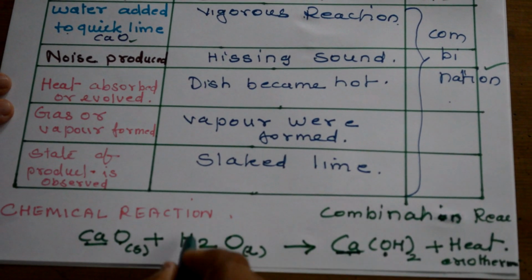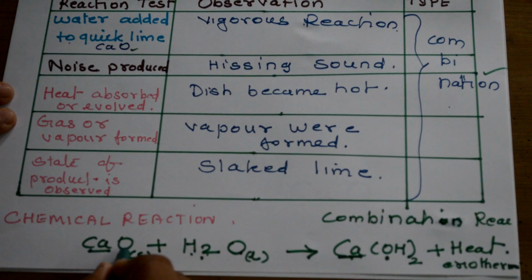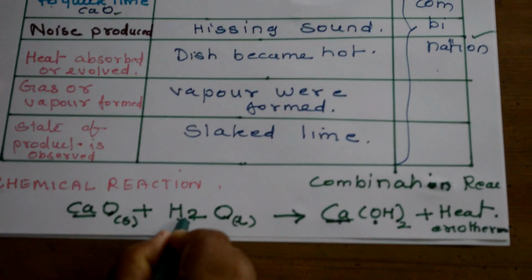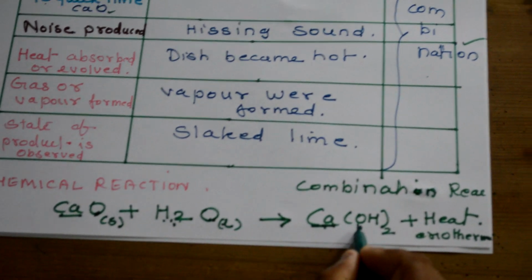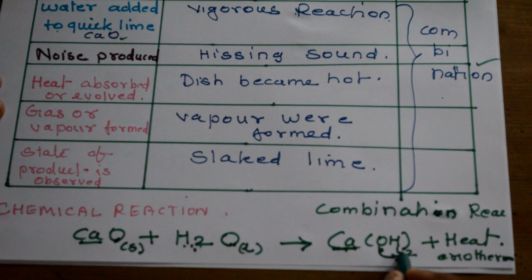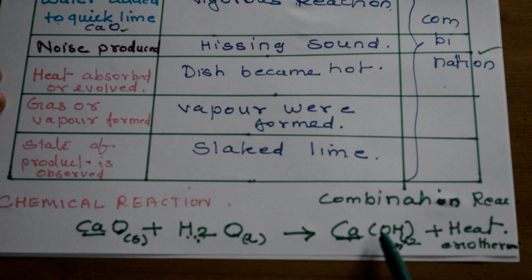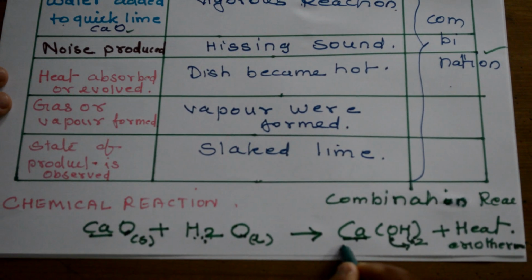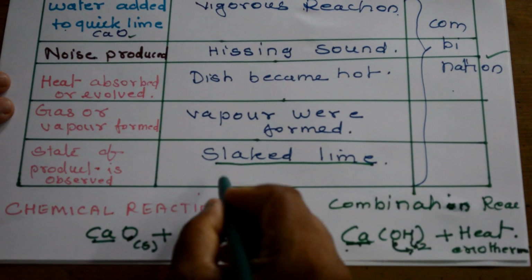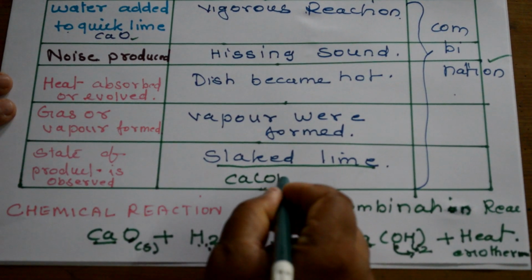Calcium, H2O and O, 2 atoms of oxygen and 2 atoms of hydrogen. So 2 atoms of oxygen and 2 atoms of hydrogen gave calcium hydroxide, which is also known as slaked lime. Calcium hydroxide.